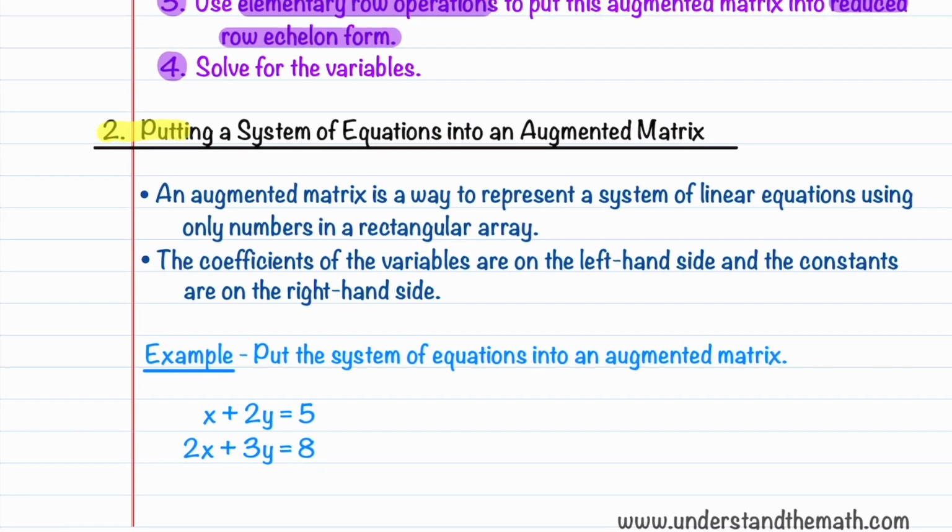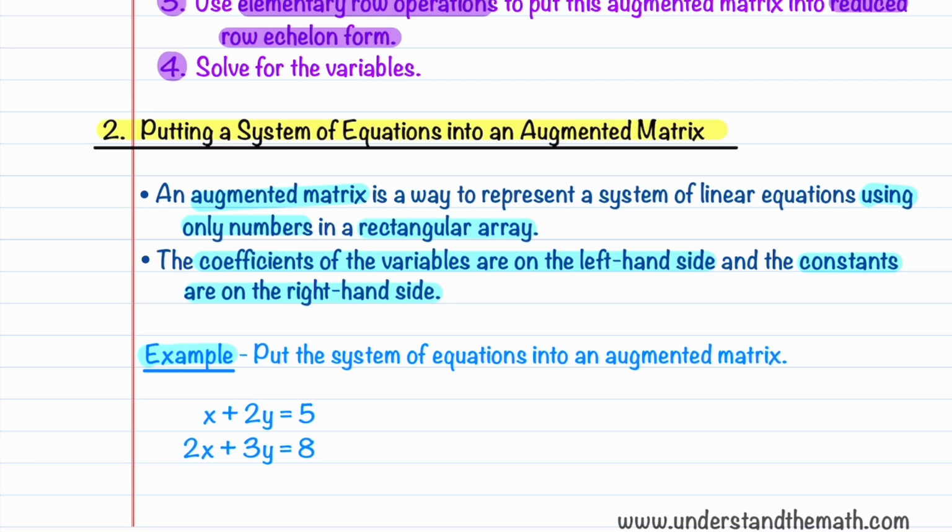Let's go over how to put a system of equations into an augmented matrix. An augmented matrix is a way to represent a system of linear equations using only numbers in a rectangular array. With an augmented matrix, the coefficients of the variables go on the left-hand side, and then the constants are on the right-hand side. Let's look at an example so that you can understand exactly how this works.